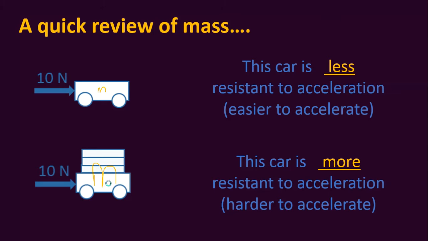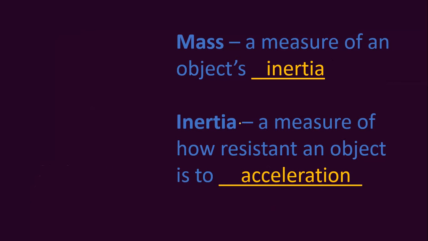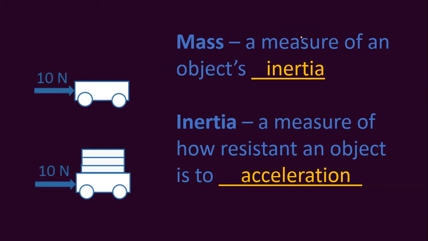And that's really what mass is. When you have more mass, you have more inertia because mass is a measure of an object's inertia. And inertia is a measure of how resistant an object is to acceleration. The more resistant you are to acceleration, the harder it is to get you moving, the more inertia and the more mass you have.